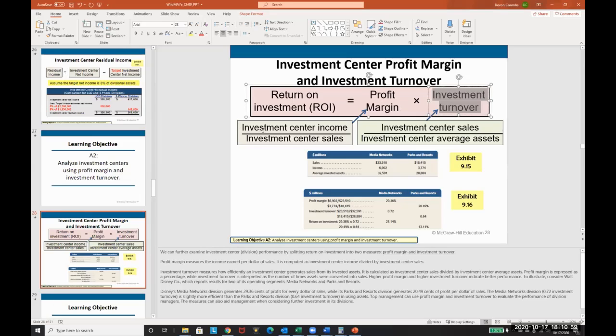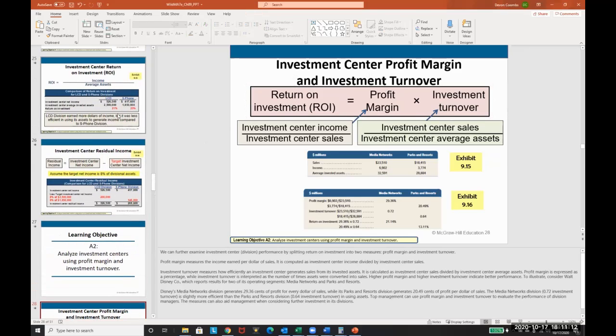So profit margin is our income over sales. Investment turnover is sales over average assets, and return on investment is our income over average assets. We can easily manipulate all of these to get to different formulas as well. So just memorize each one of these.